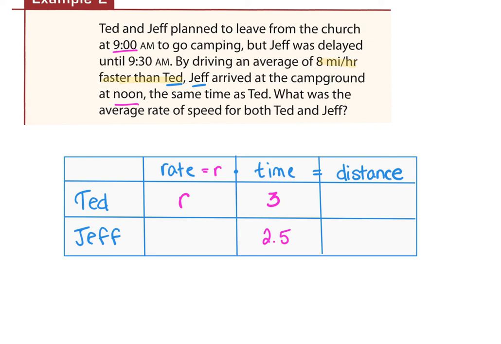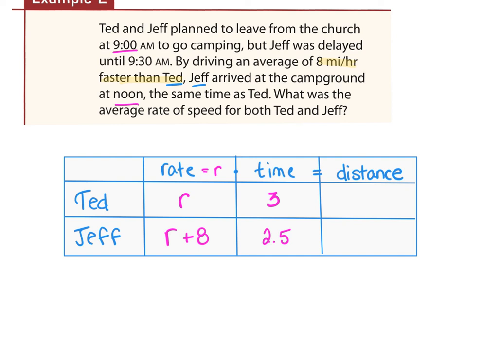So if I'm going 50 miles an hour and Lewis is going 8 miles an hour faster than me, how fast is Lewis going? 58, right? That's what that means. So I'm just going to take Ted's, which I don't actually know, and I'm going to write it as a variable, but I'm going to say plus 8 for Jeff, right?